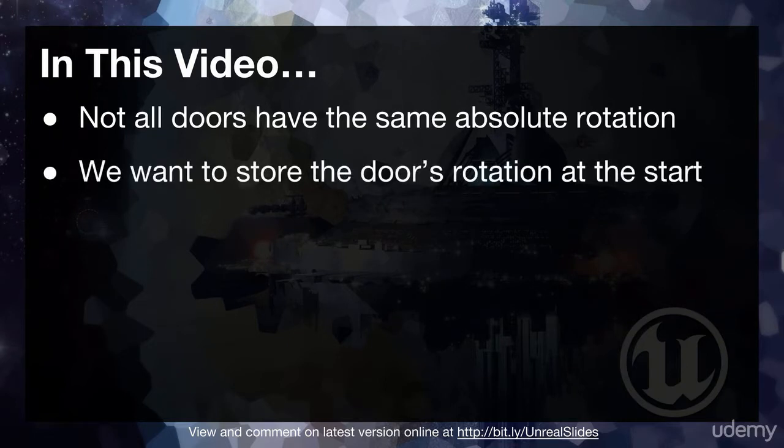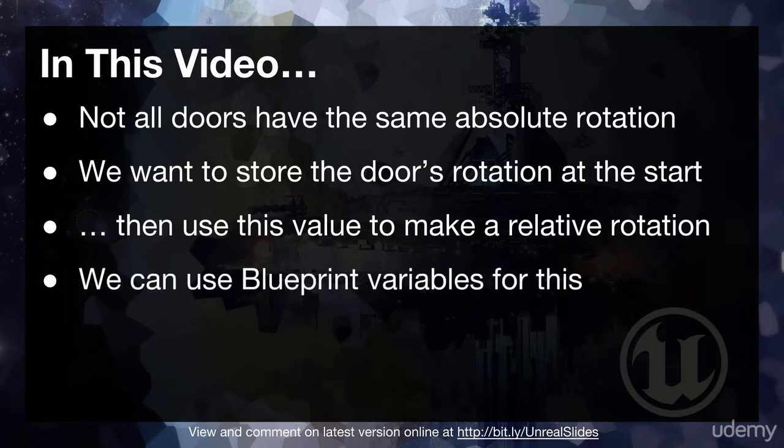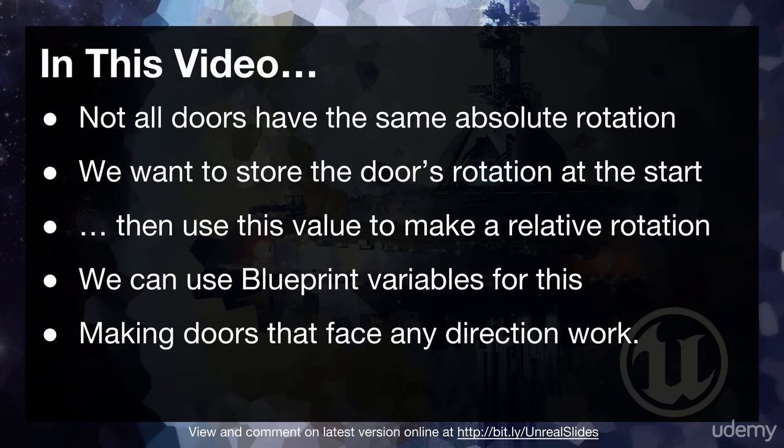We want to store the door's rotation at begin play, at the start of the game. Then we want to use this value to make a relative rotation. The door opens 90 degrees relative, not to 90 degrees or minus 90 degrees. That was a world space, a global opening angle. Wherever the door is, we want it to open through 90 degrees, not to 90 degrees. And we can use blueprint variables for this. By the end of it, we're making doors that can face and work in any direction. So let's dive in and make it happen.